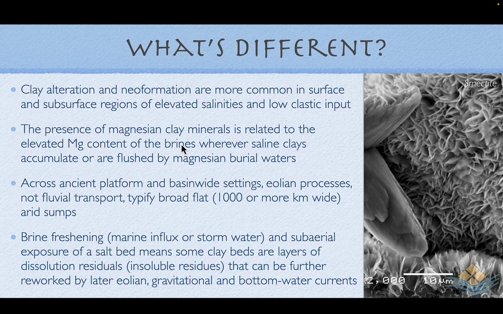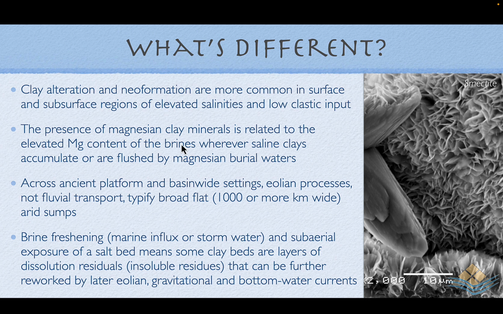What's different when we look at saline clays versus the various transported clays, the illites and the chlorites that deposit in environments with relatively fresh water or seawater? The prime difference is the level of magnesium in the system and the fact that we can form magnesian silicate clays where there was nothing there before. We can also alter pre-existing transported clays, such as illite, by increasing the magnesium content in those clays.